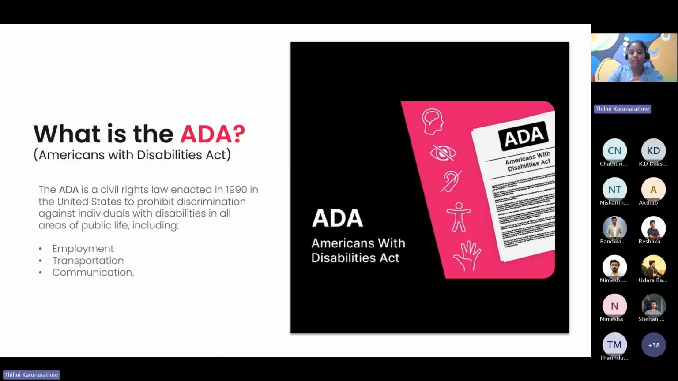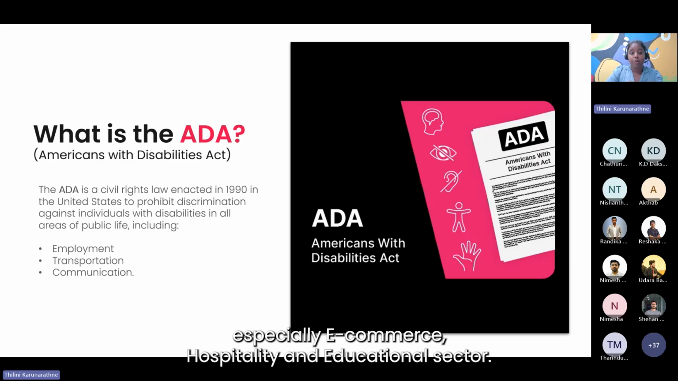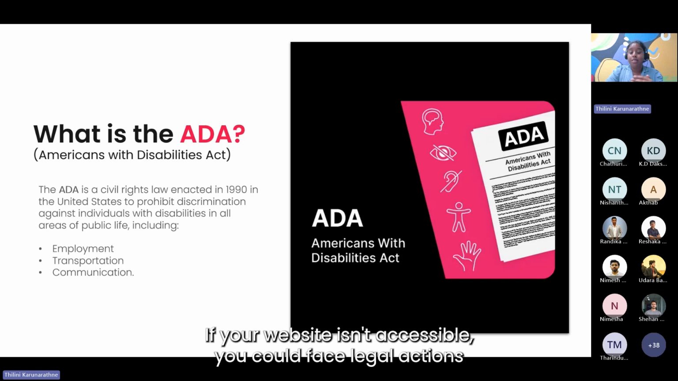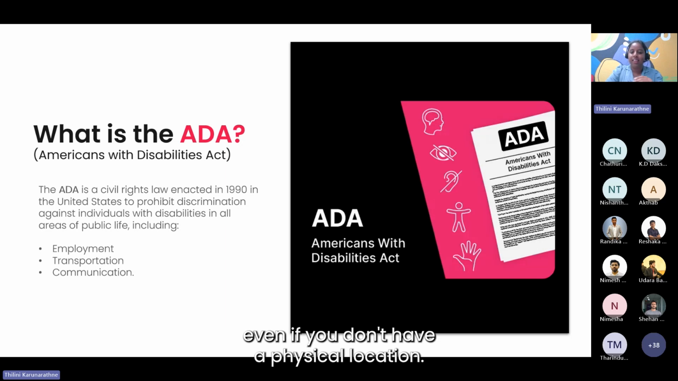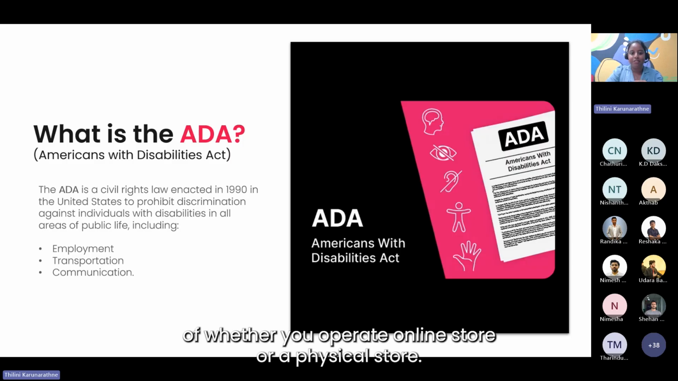ADA lawsuits for web accessibility have increased significantly in recent years, and businesses of all sizes have been held accountable, especially in the e-commerce, hospitality, and educational sectors. If your website isn't accessible, you could face legal action, even if you don't have a physical location. The law applies regardless of whether you operate an online store or a physical store.